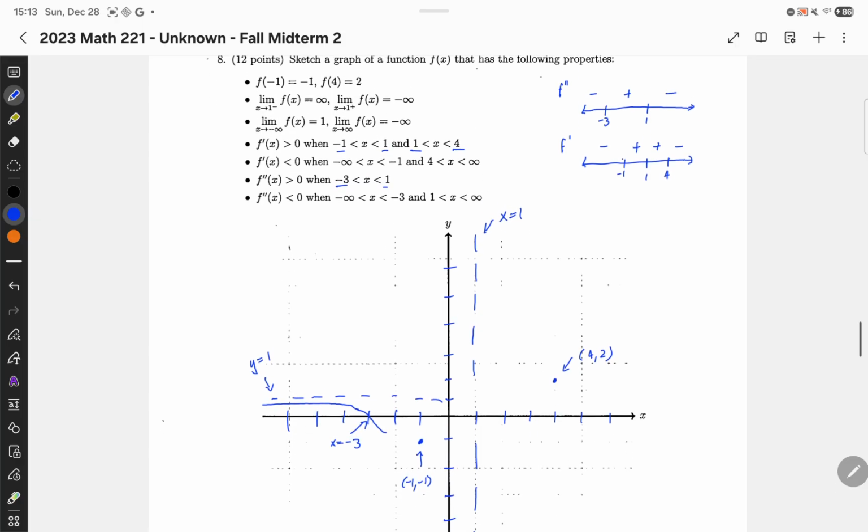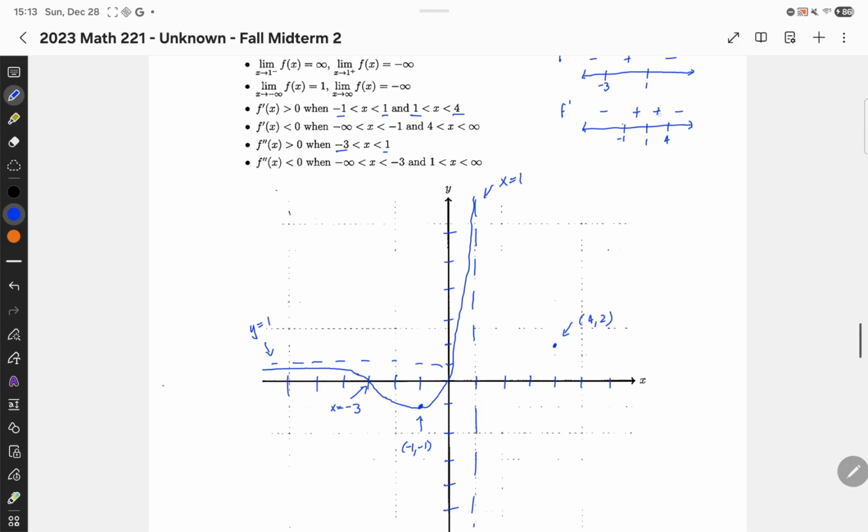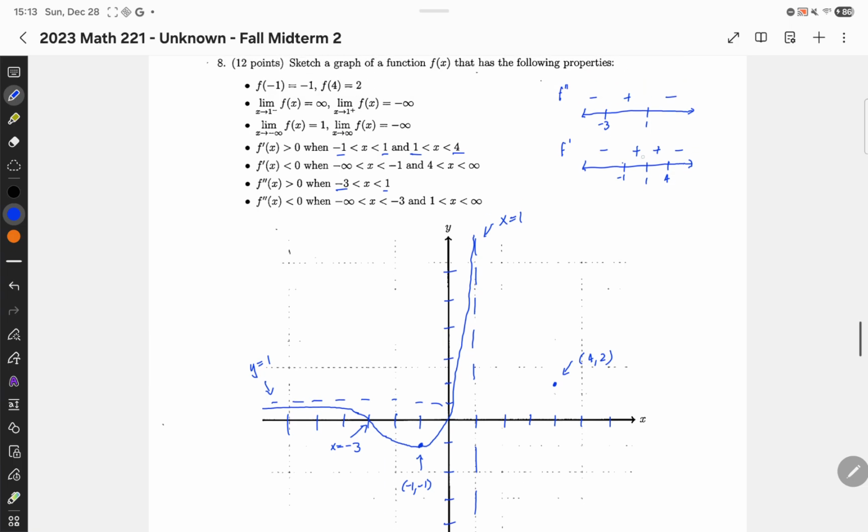And now we are concave up, but still decreasing until we hit -1. So we'll make that hit right here at our point -1, -1. And now after -1, we are concave up and increasing, and that is going to go straight into our vertical asymptote right here. And now after we hit 1, we are going to be increasing but concave down.